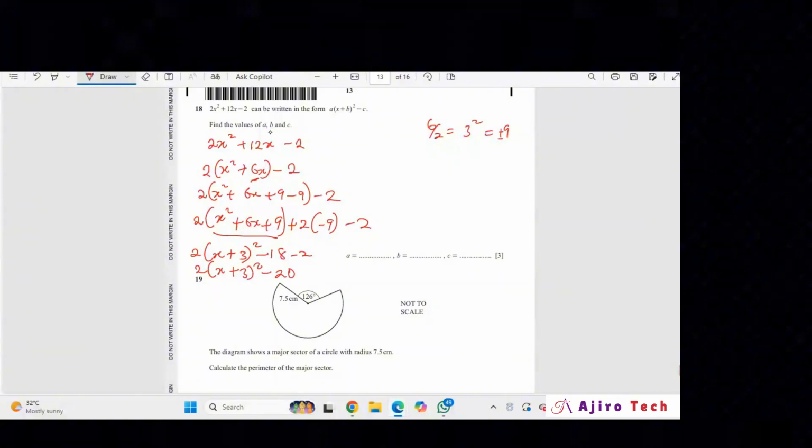Now, you see what they're asking you? A. Who will tell me A now? The A now is the coefficient of the bracket, which is 2. Then what is B? B is plus 3. And what is C? Minus 20. Or you can just say 20, since it says it's just that there. So let's put it as 20. So this is the answer to that question.